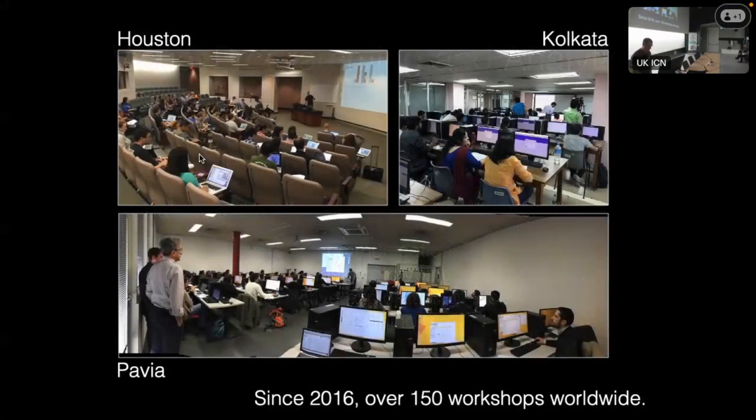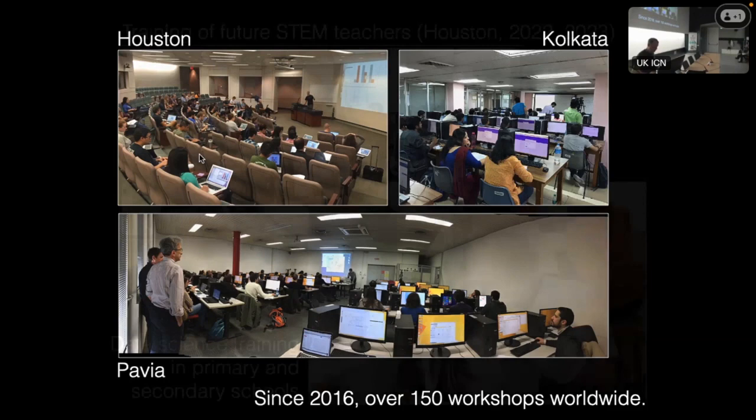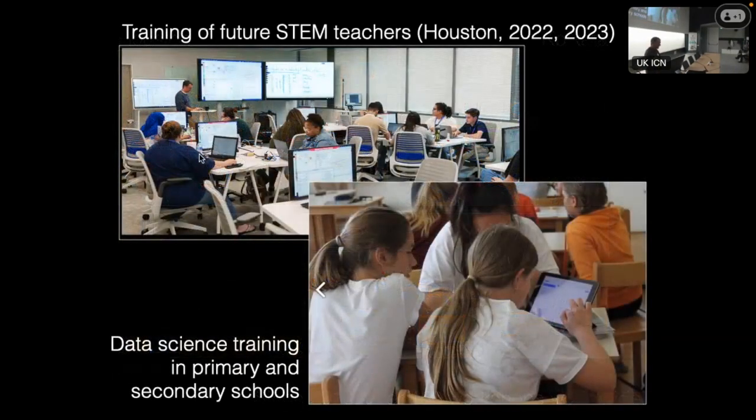And since 2016, we organized altogether over 150 workshops worldwide. And these workshops span from 2 hours, which is sort of the minimum, to 2 weeks. So different workshops of different length, also for different kinds of audience, right? This shows basically PhD students in, I don't know, Houston, Kolkata, and Pavia, Italy, right? But we also went, mainly for testing whether we can do it, to the industry.